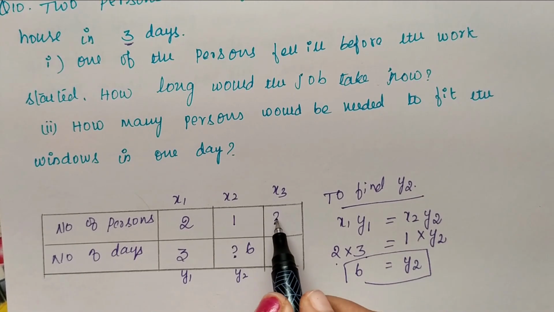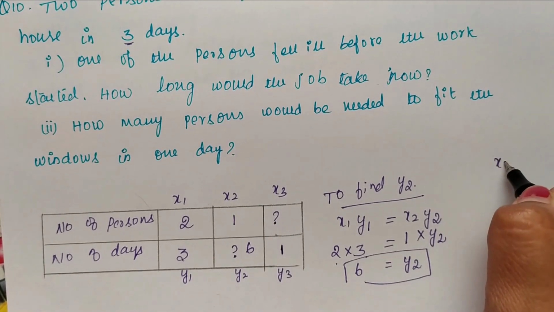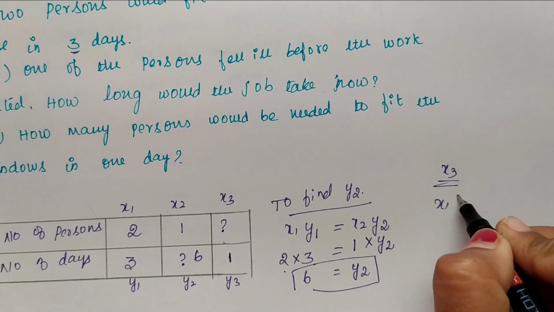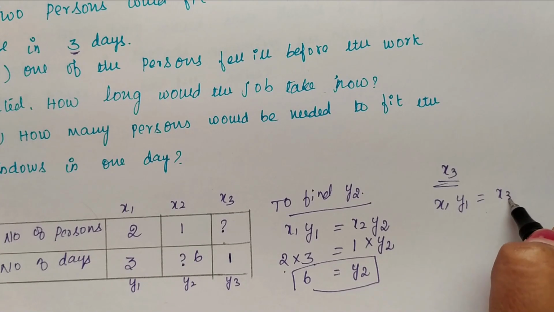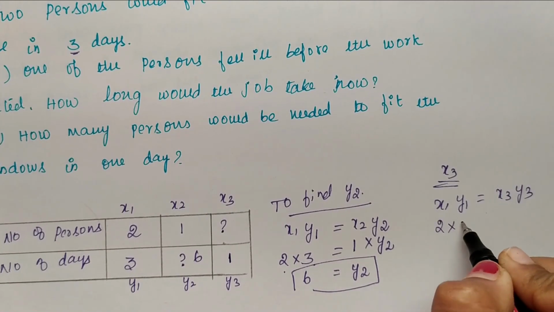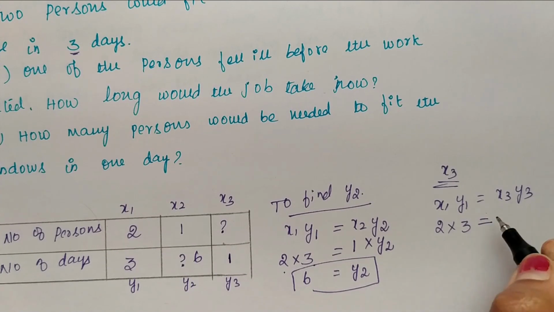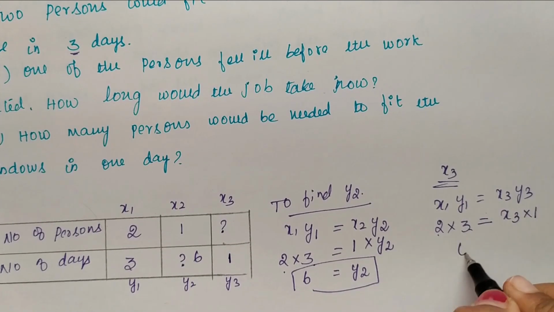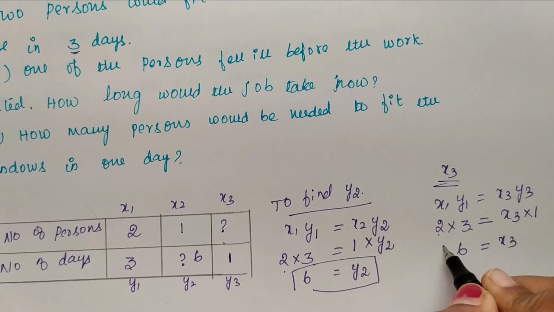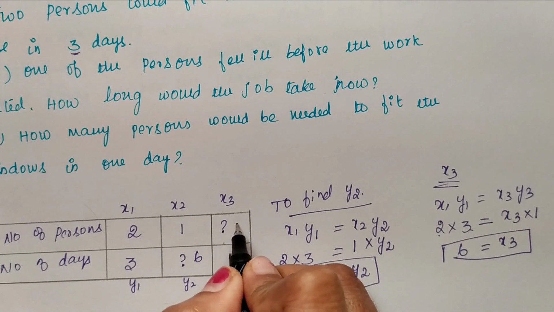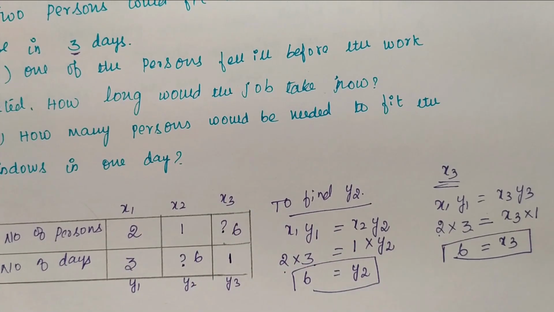Now we have to find x3. We can take x1 y1 equals x3 y3. x1 is 2, y1 is 3, and x3 we have to find, y3 is 1. So 2 times 3 is 6 equals x3. So in 1 day, 6 persons are needed to complete the job.